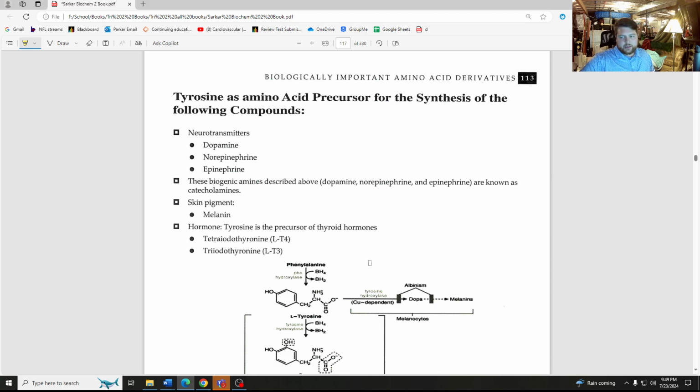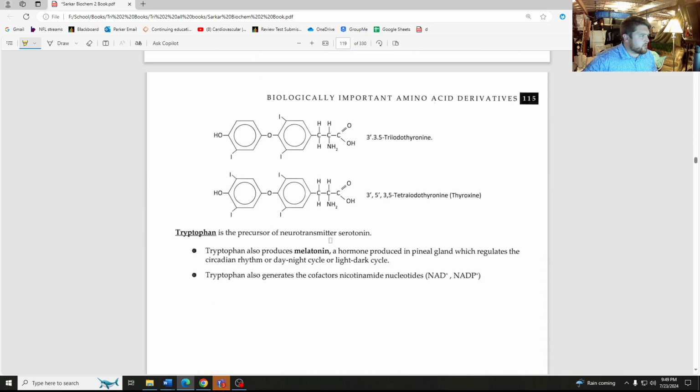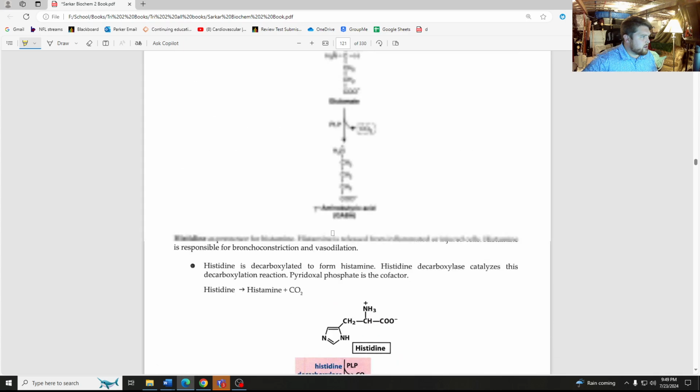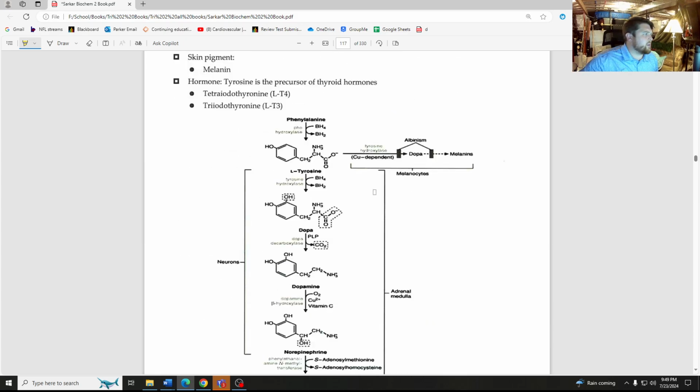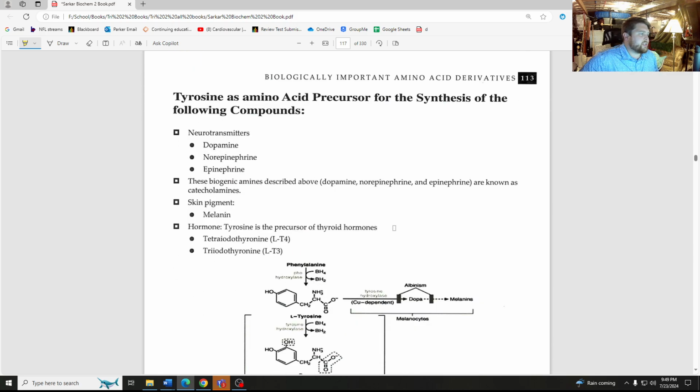Okay. I'm actually going to go ahead because, let's see, how long is tyrosine? Tyrosine has a couple different, tyrosine and tryptophan. I think we should be able to get through at least one of these before the half-hour mark. Okay, so tyrosine is an amino acid precursor for the synthesis of the following compounds. Now, tyrosine, tryptophan, 1000%, these questions are on board exams. So please, please, please pay attention to these and put these into long-term memory.